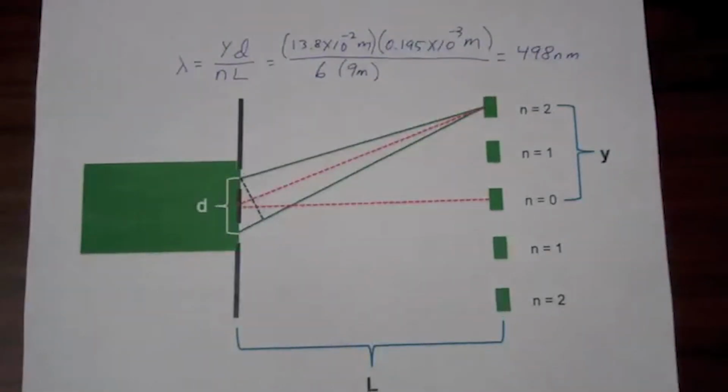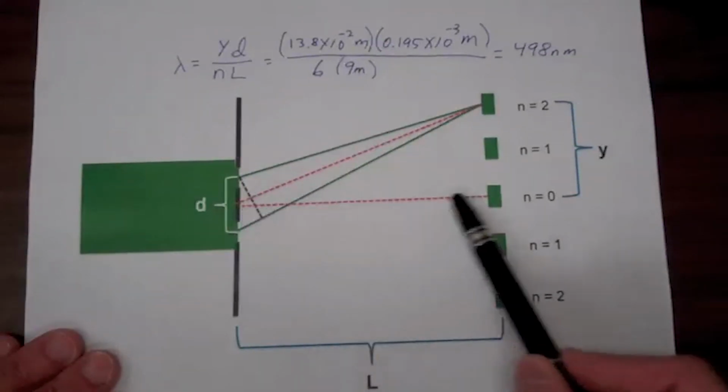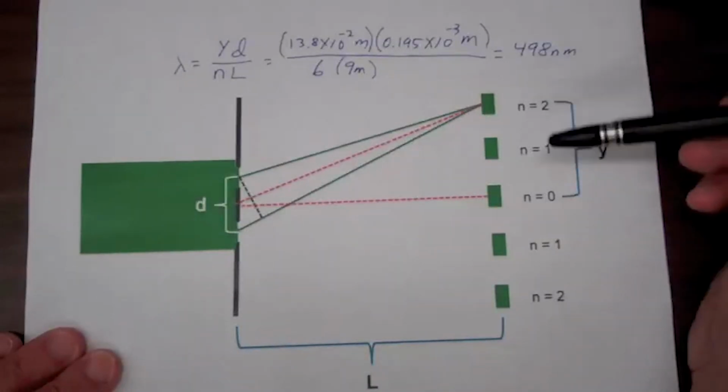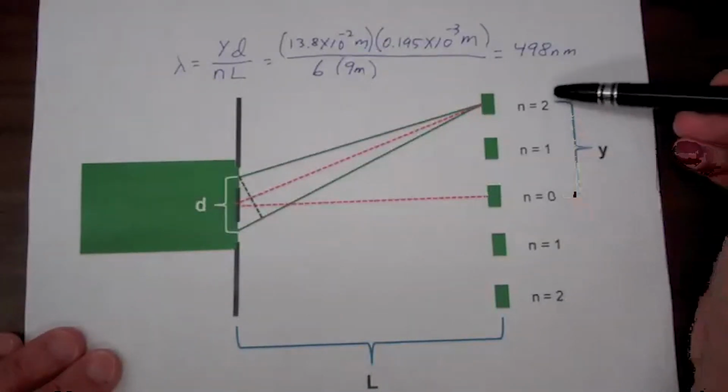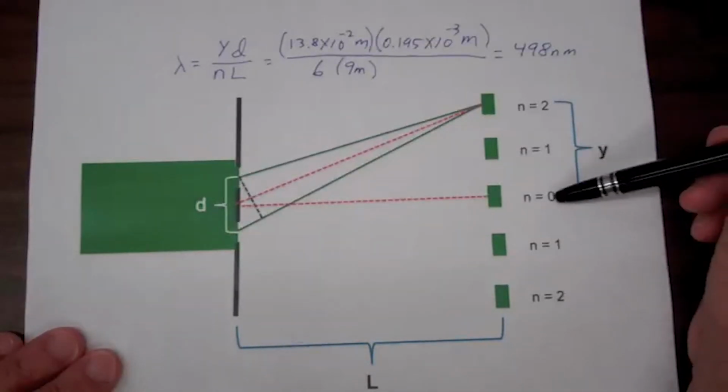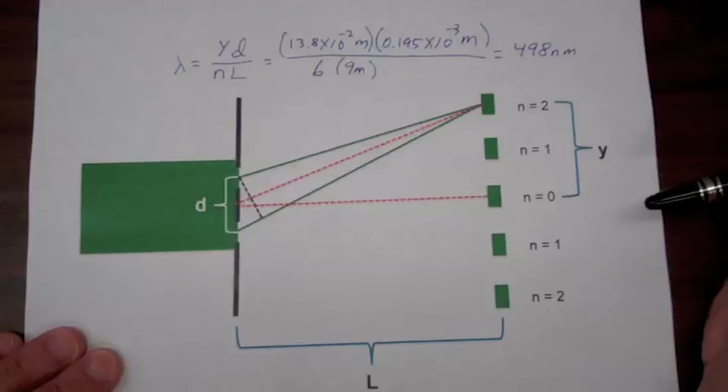Now the actual wavelength of the laser I was using I know is 532 nanometers, so we have about 6% error. That's not too surprising because of our crude measurement of the distance from our laser to the chalkboard, and also the crude measurement on the chalkboard of the spacing between the n equals 0 and n equals 6 fringe.